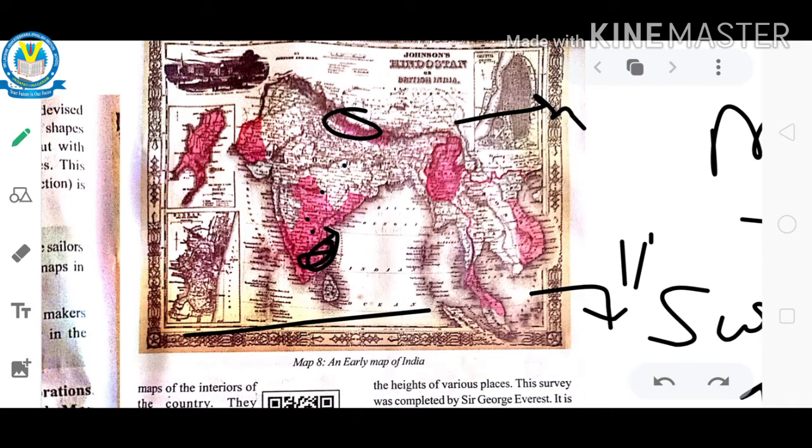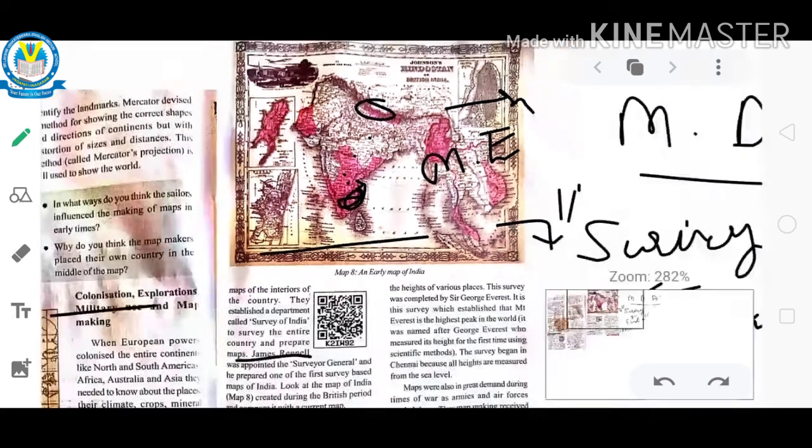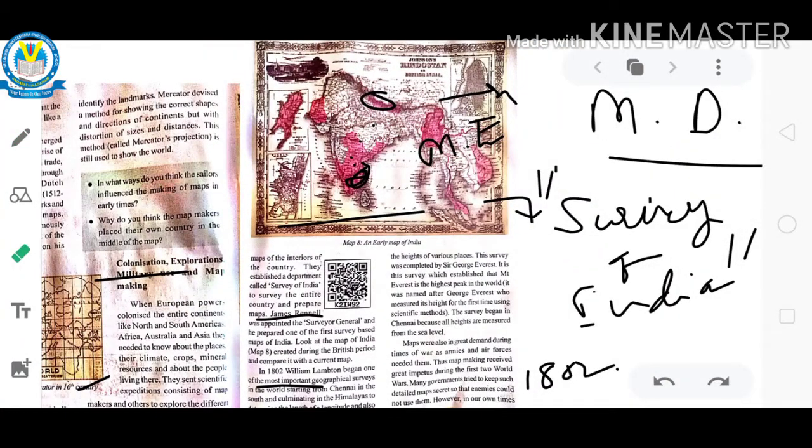Sir George Everest concluded the survey and recognized that Mount Everest is the highest peak in the world. Mount Everest was named after Sir George Everest as he was the first person to measure its height.